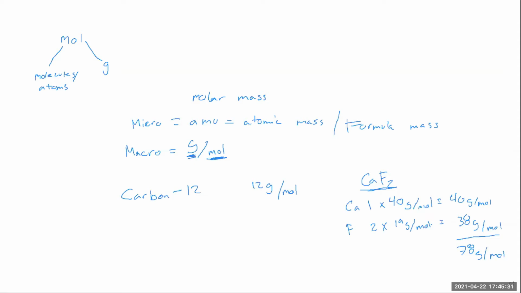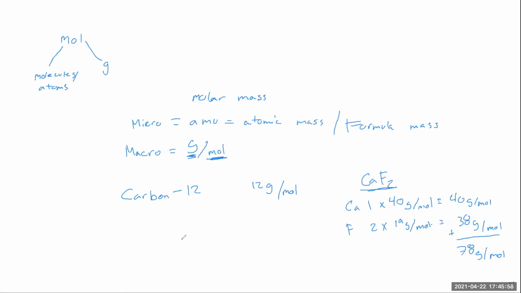So now we can find the molar mass of any compound given, right? Because we know how to find the molar mass of individual elements. And all you do to find the molar mass of compounds is find the individual molar mass of each element and add them together. So that makes sense? Yeah.